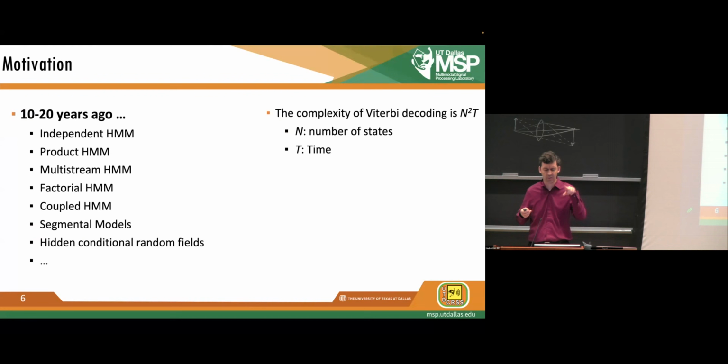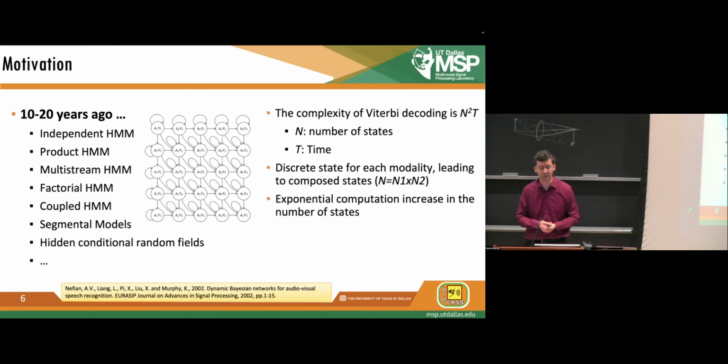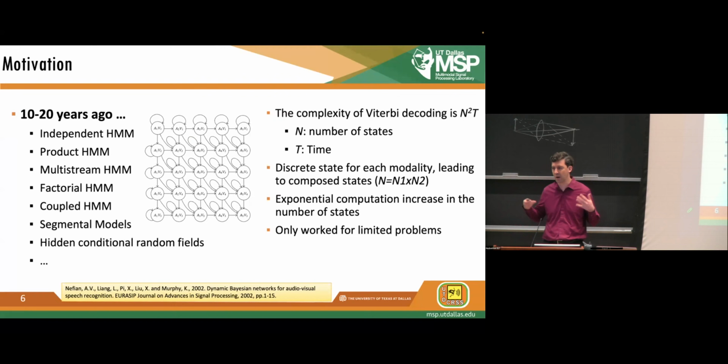states. The problem with this model is that when you add different modalities, the usual solution was to compose the states. So if you have N1 states in one modality and N2 states in the other modality, the total number of states you would have is the product of them, which makes this computation very, very slow. As a result, these only work in very limited domains, or you have to make assumptions that make your system less appealing. Things have changed.